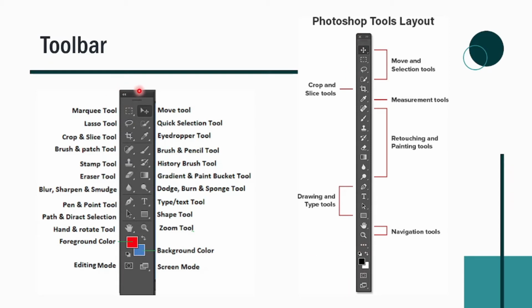And then, if dalawang column class, the first column and the second column, ganito naman ang makikita niyo sa toolbar. So again, we have here the marquee tool, the lasso tool, crop and slice tool, brush and patch tool, stamp tool, eraser tool, this one, blur, sharpen and smudge tool, pen and point tool, path and direct selection tool, hand and rotate tool, foreground color, this one, the editing mode, the screen mode, the background color.